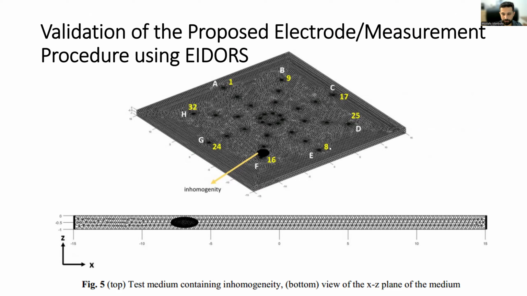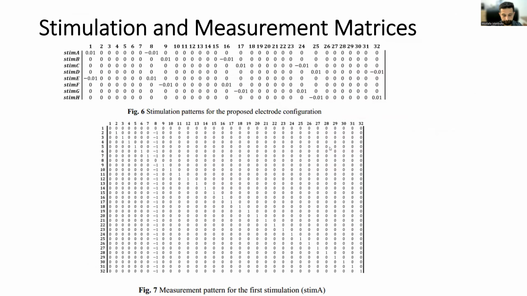with a surface electrodes layout, and spherical inhomogeneities were placed within the volume, this one. In figure 5, you can see the test geometry and the electrode arrangement on the top surface. This simulation helped us fine-tune our current injection and voltage measurement schemes. Figure 6 and 7 present our current injection and voltage measurement patterns.